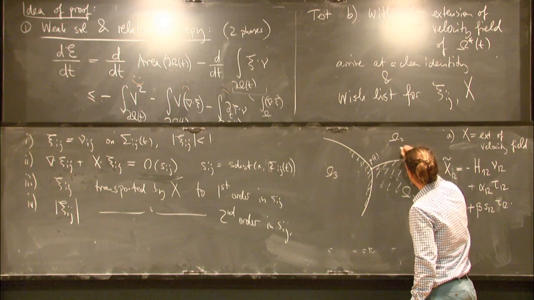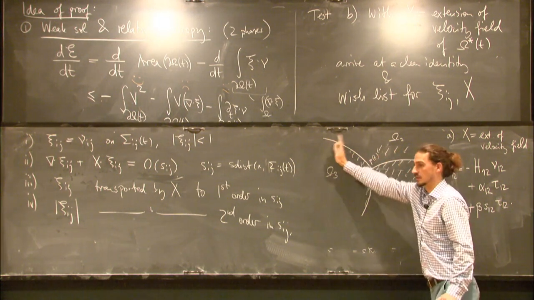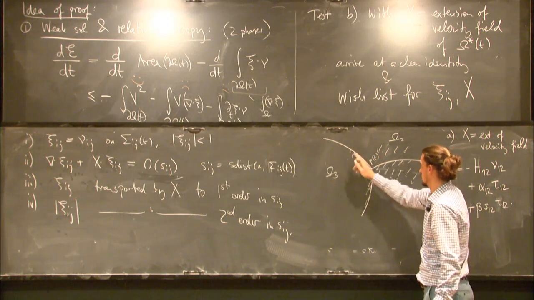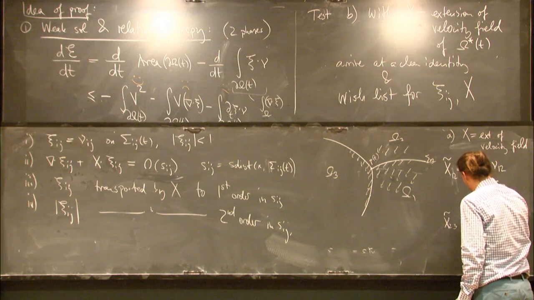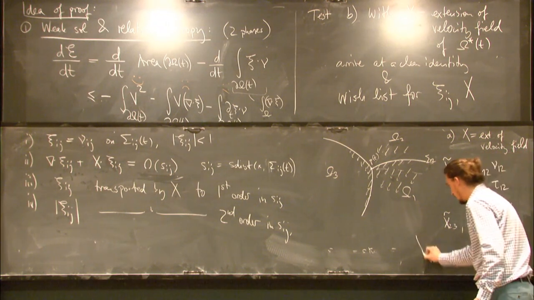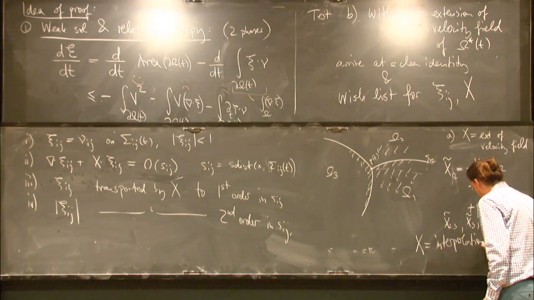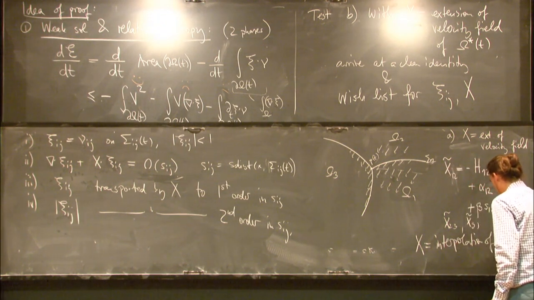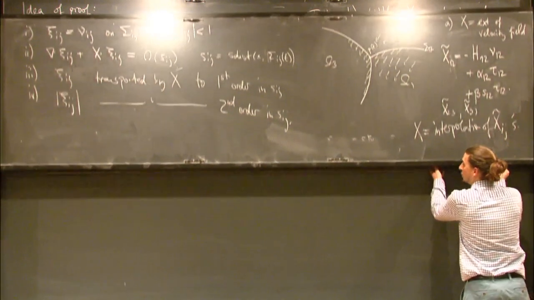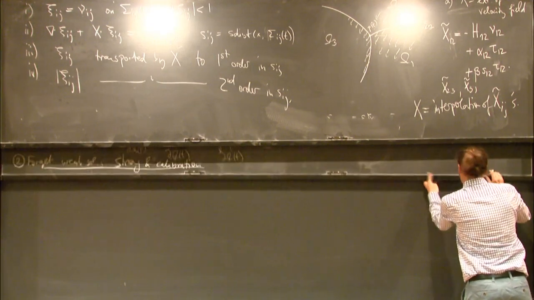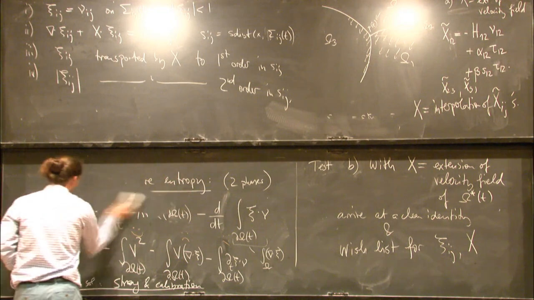This would be my C12 tilde. And over here, I can also extend this one, right? That would give me a C23 tilde. So I get C23 tilde and C31 tilde similarly. And then I can take some interpolation of the C tildes. OK. That was the easy part.